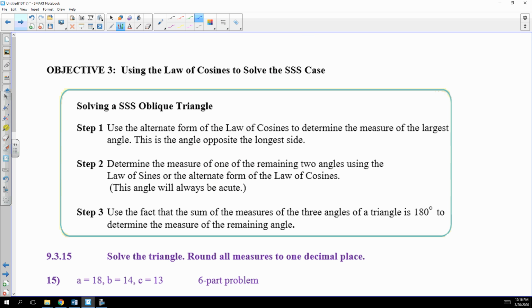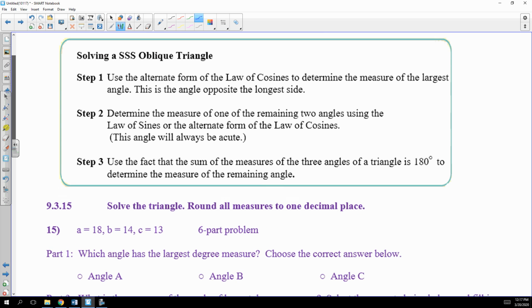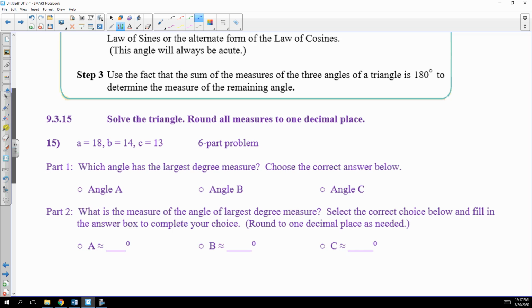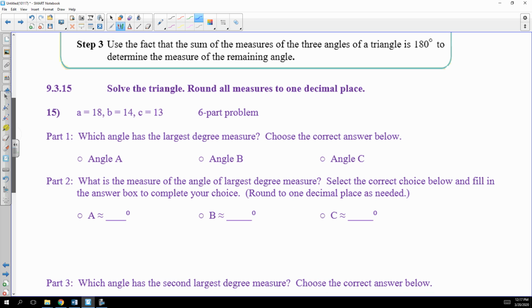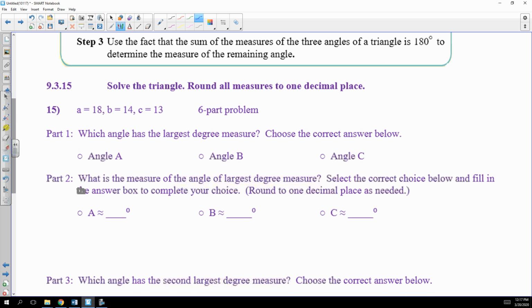Now we're going to try to solve a triangle when we only have 3 sides known. When we only have 3 sides known, here's what's going to happen. You're going to start off using law of cosines, but it's also going to ask you what's the largest angle, what's the smallest angle, and so forth and so on. Remember that the largest angle is always opposite the longest side.